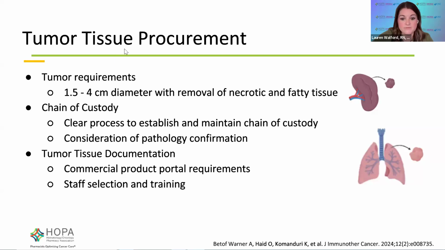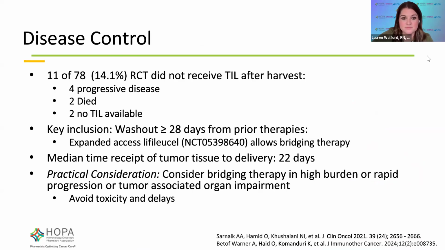So after the tissue is sent for manufacturing, I'll hand it off to Eugene to talk about disease control during that time. Yeah, so ideally, by the time they're ready for their TIL infusion, the disease has remained under control. However, realistically speaking, based on everyone else's experiences, we know that cellular therapies and transplants don't necessarily go as planned. In the initial trial, there were 14% of patients who did not receive a TIL after harvest, and 6 of them either had progressive disease or died.